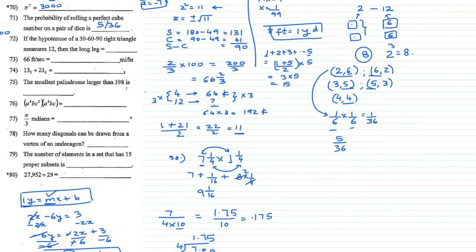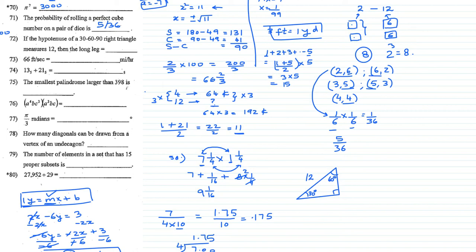Question 72. If the hypotenuse of a 30-60-90 right triangle measures 12, then the long leg is equal to how much? So let's take a look at the 30-60-90 triangle. So it looks something like this. This is the 90-degree angle. Let's say this is the 30-degree angle, and this is the 60-degree angle. So the hypotenuse of this triangle is given to be 12. The question is, what is the length of the long leg?